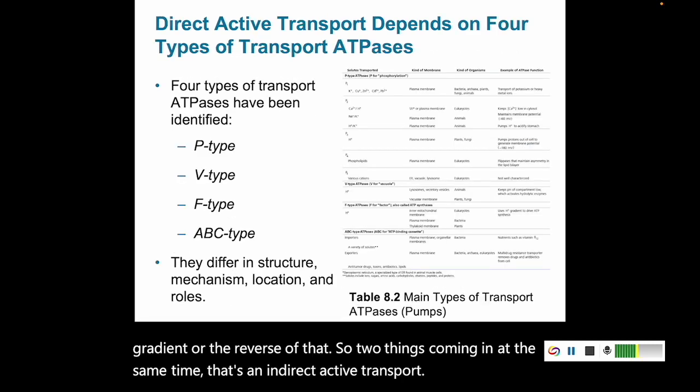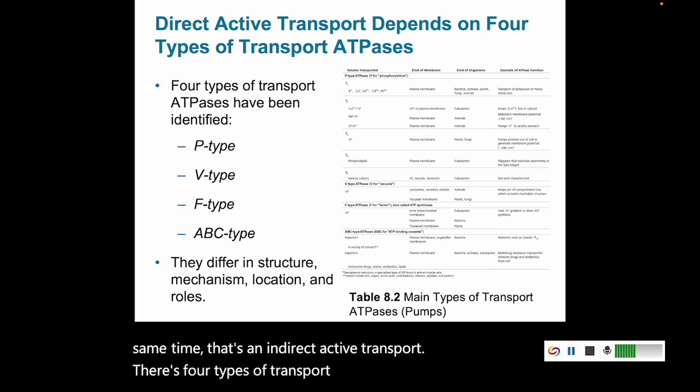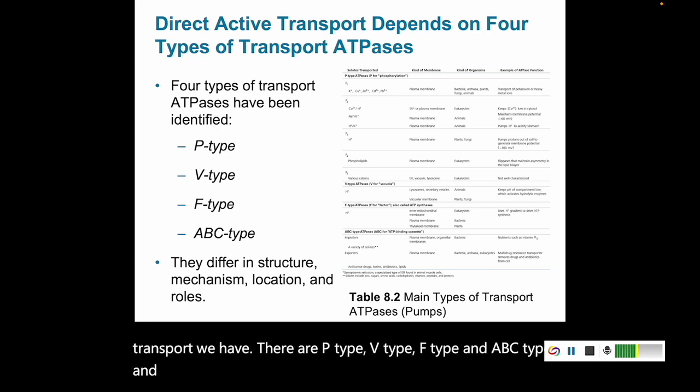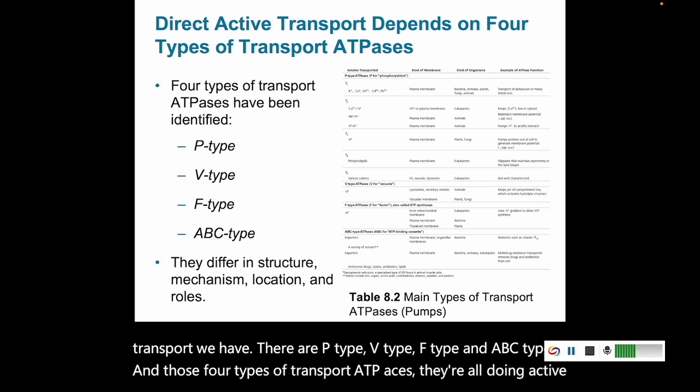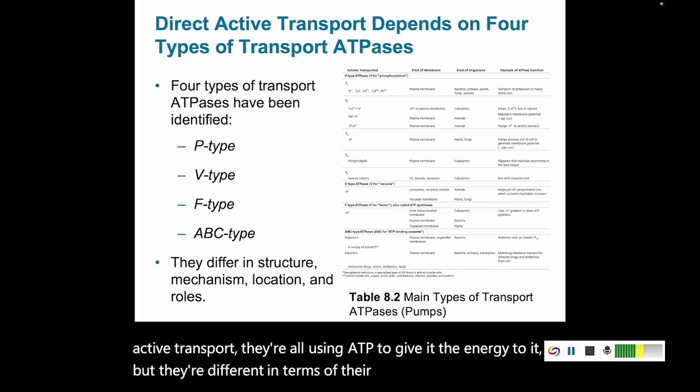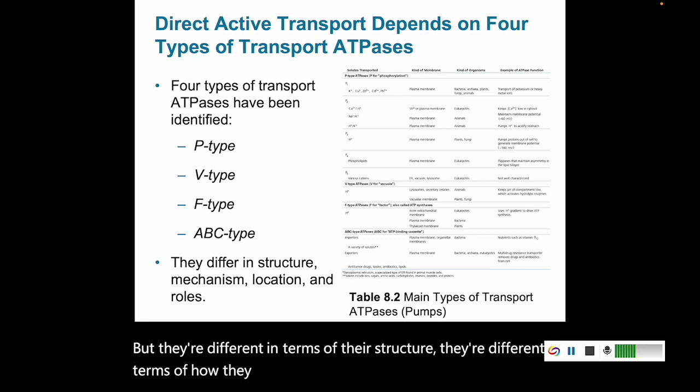There are four types of transport ATPases in this direct type of active transport: P-type, V-type, F-type, and ABC-type. Those four types of transport ATPases are all doing active transport. They're all using ATP to give them the energy. But they're different in terms of their structure. They're different in terms of how they work, where they're found, and what they do.